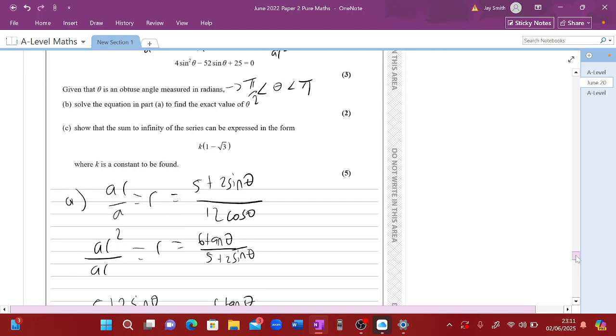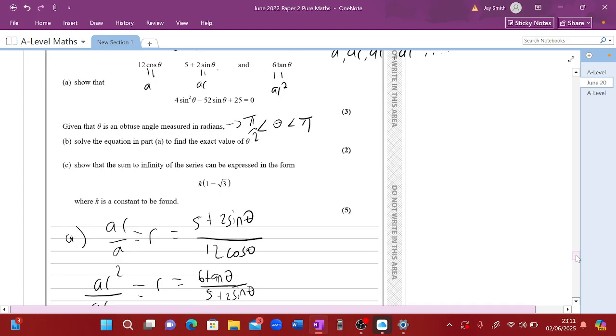Okay, so it's asked about the sum to infinity. When we have a sum to infinity, we need to consider the first term, which is A. Remember that's going to be 12 cos theta. Remember here, that's 12 cos theta.